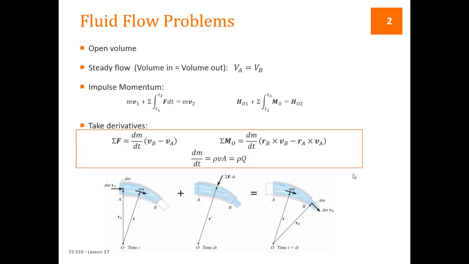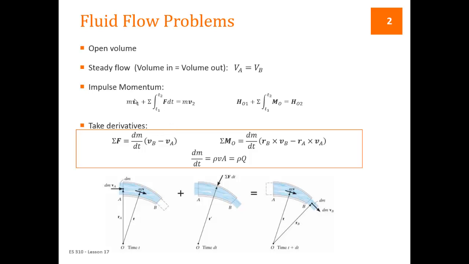So we'll start by looking at steady flow. In steady flow, the volume into the system is equal to the volume out of the system. For all of these systems, we're going to define a control volume. In this case, we have an open volume, which means that mass flows through the system. So the mass may change with time, but the velocities in steady flow do not change with time.